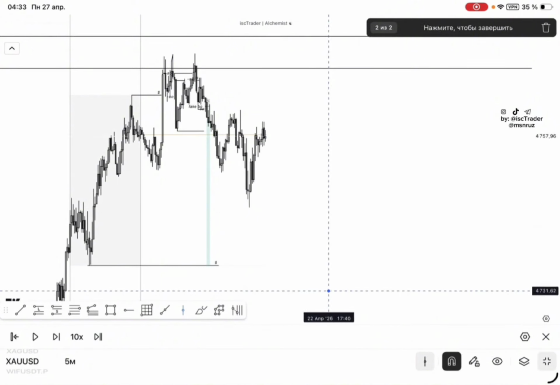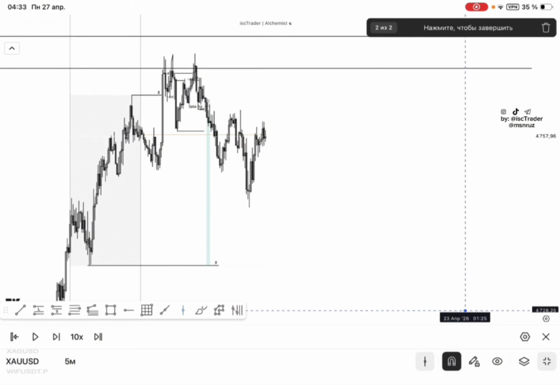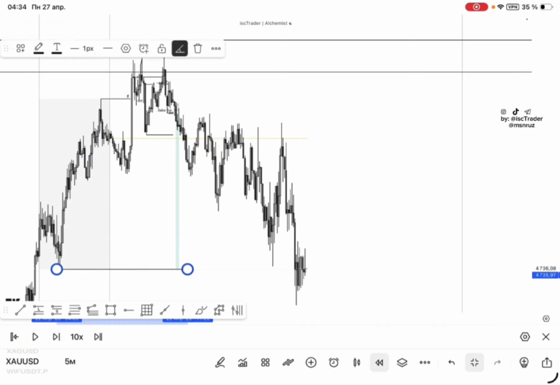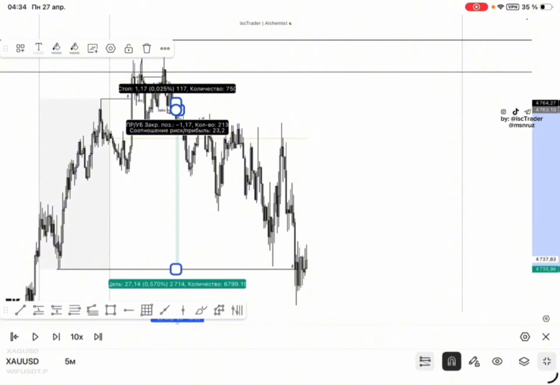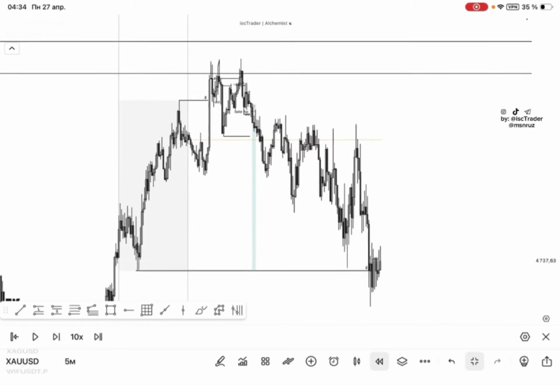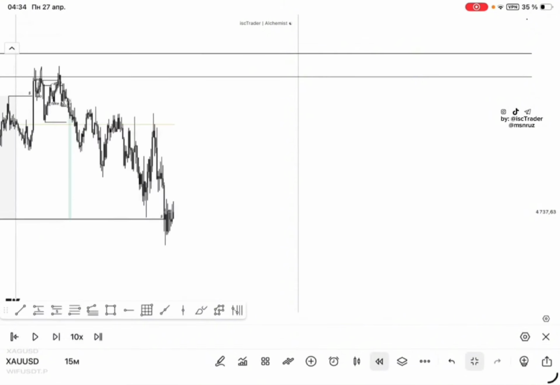We'll wait for the next session. If it hits stop loss once, we don't re-enter the trade. And we hit our stop loss, the market continued its path. Good. We wait for the next Asia session.